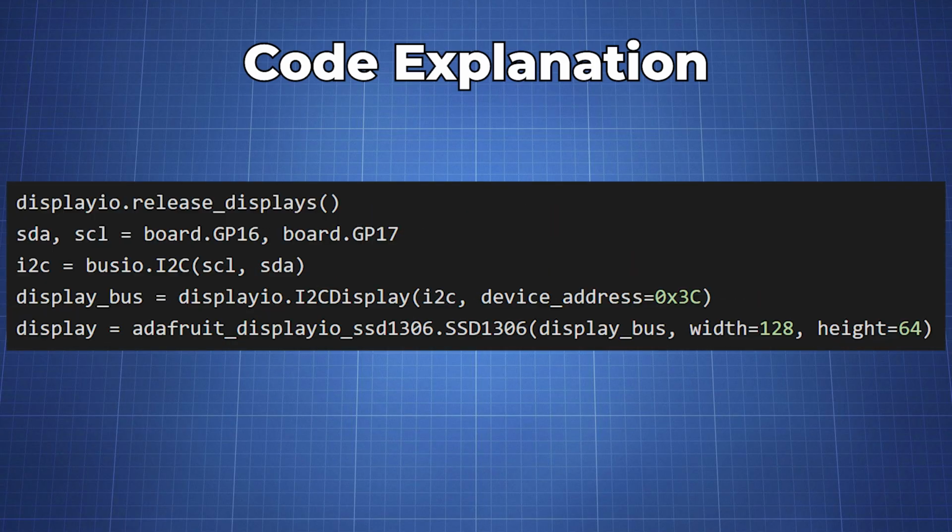We then set up the OLED display, and we start by releasing the display. So this will release any previous resources used. And then we set up the I2C configuration. The SDA and SCL variables will define the I2C data and clock pins for the microcontroller. Then for busio, we initialize the I2C with specified pins. Then we have our I2CDisplay, which creates an I2C display object for the SSD1306 OLED display. And then we initialize the display with the width and height in pixels.